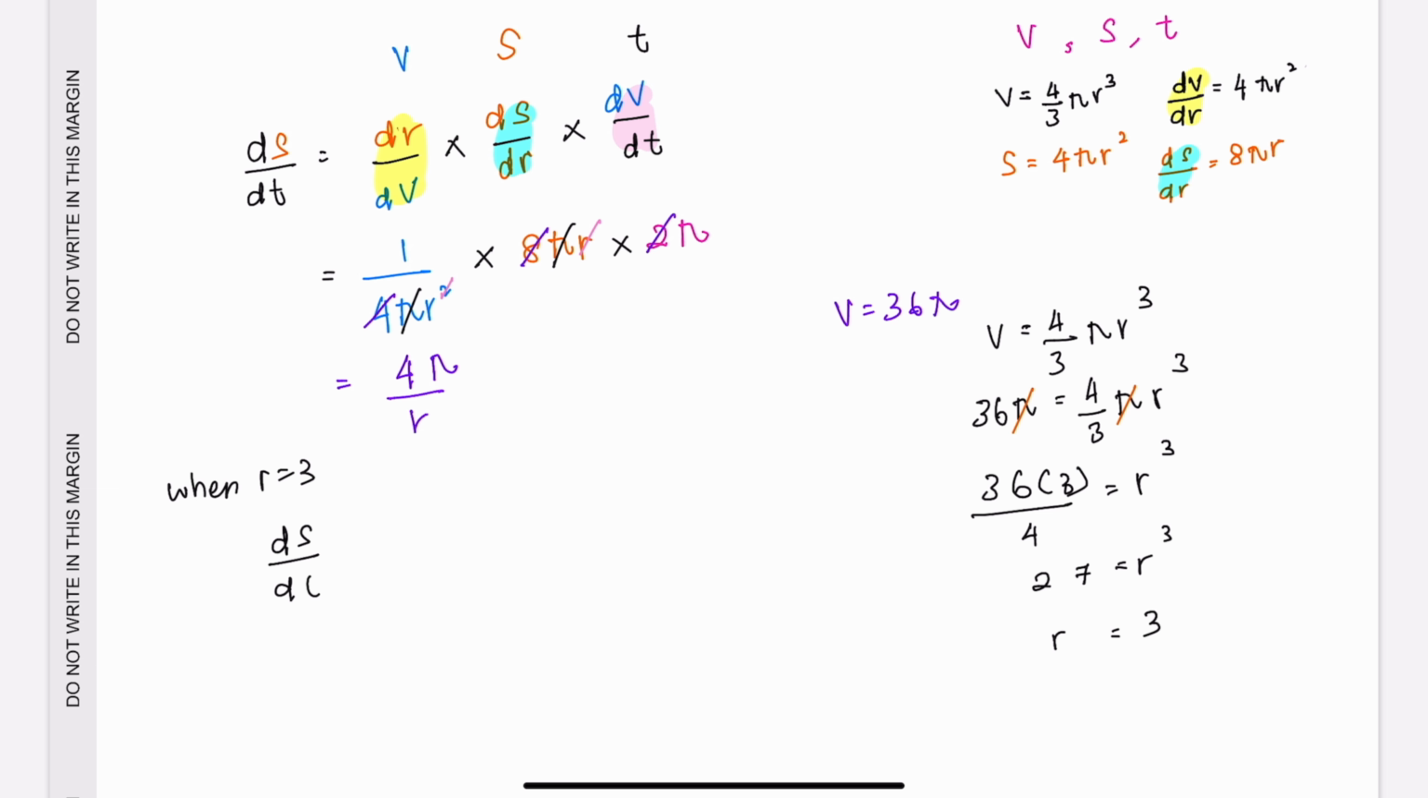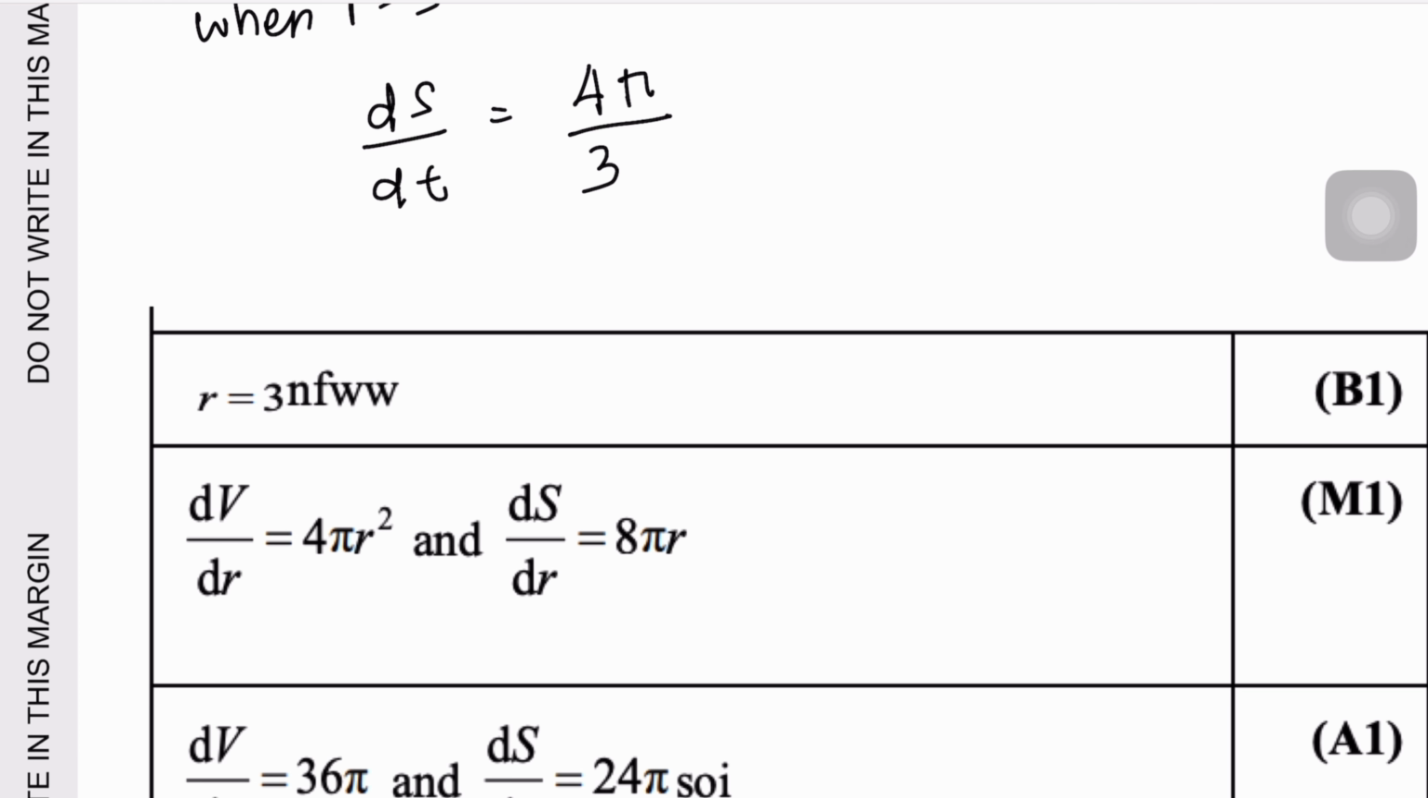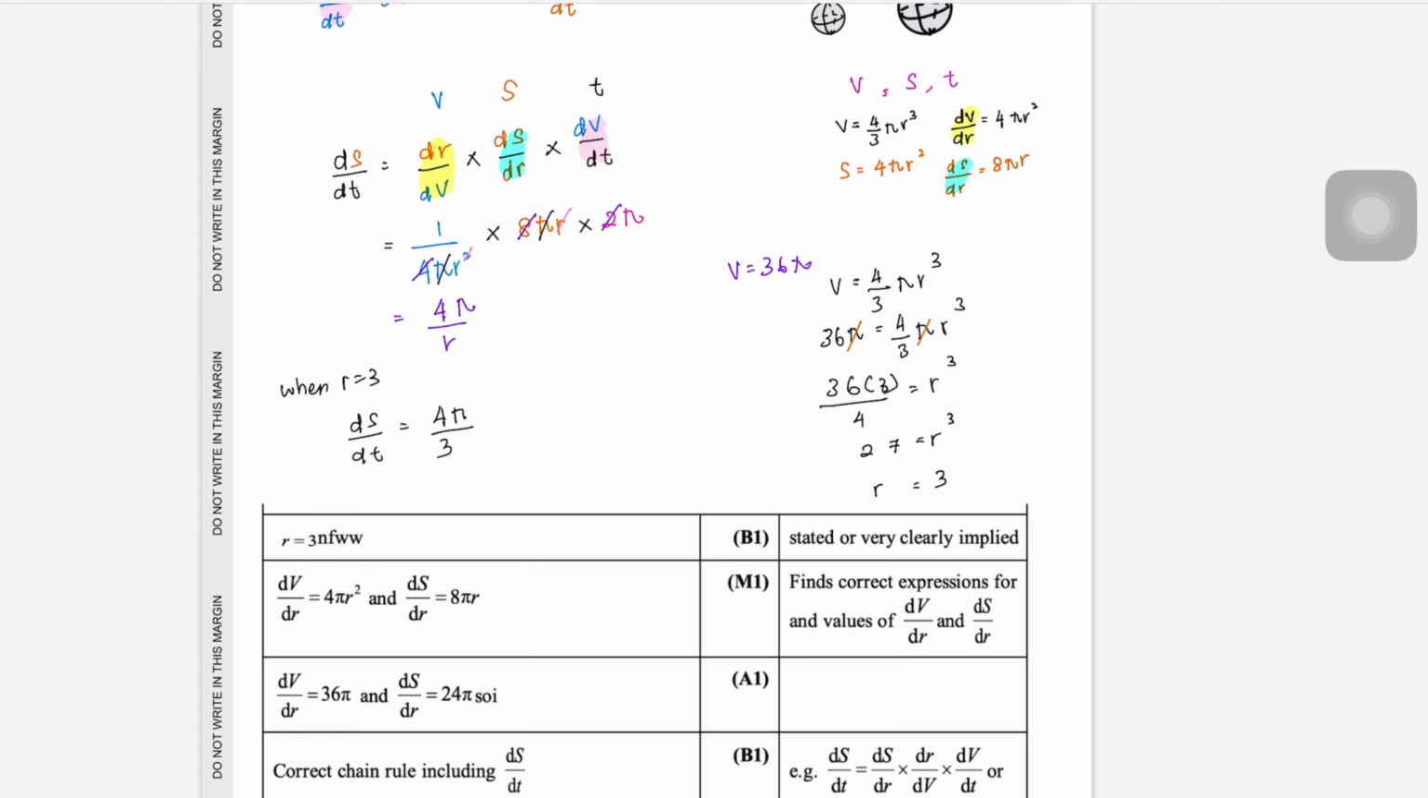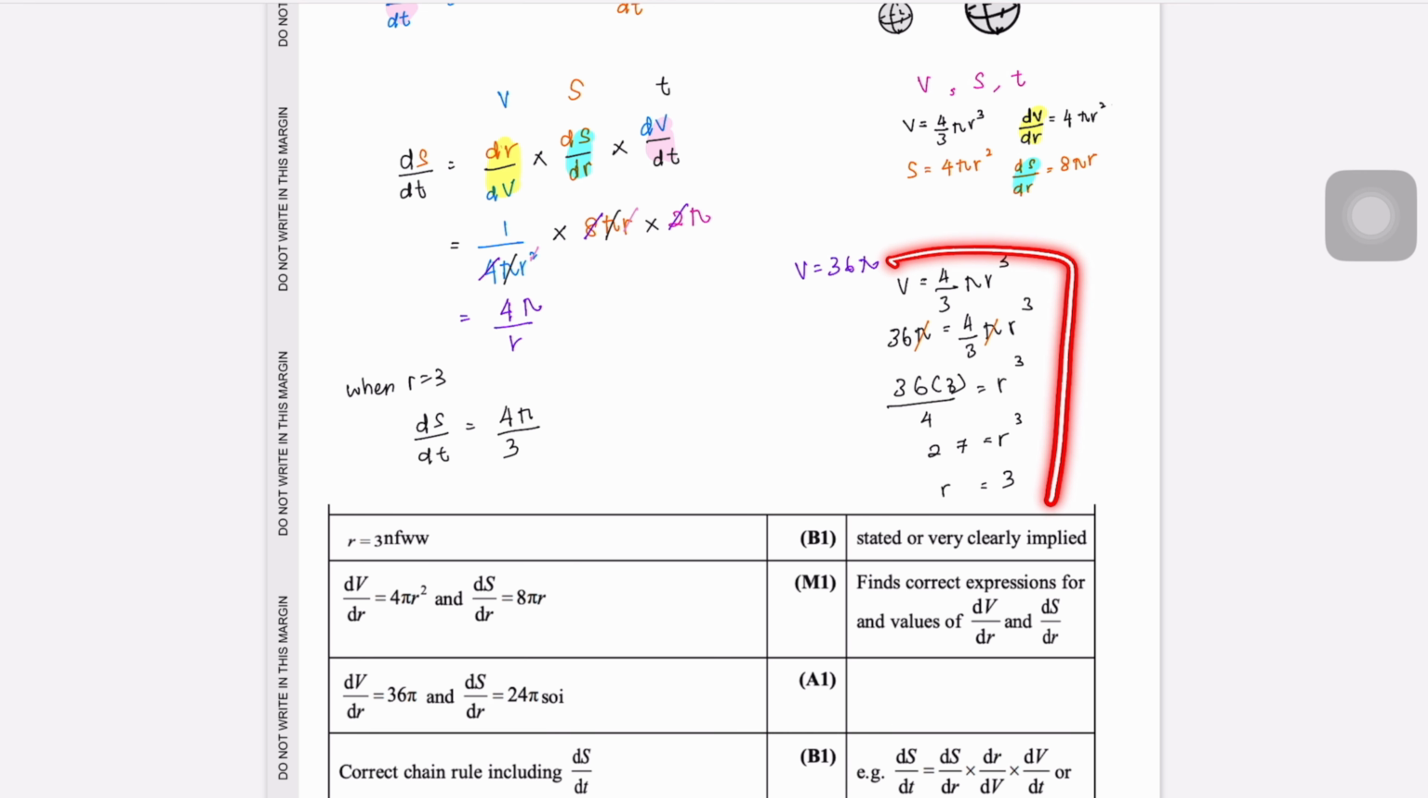Let's compare with the marking scheme. The first mark is coming from when I have r is equal to 3 and FWW. If magically you get r equal to 3 but the working is wrong, meaning you will not get this mark because this is not from wrong working. When r is equal to 3, this is 1 mark.